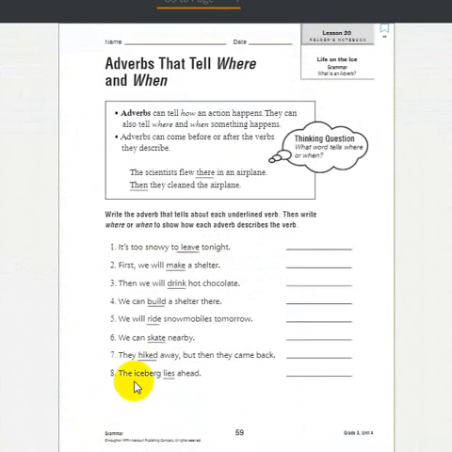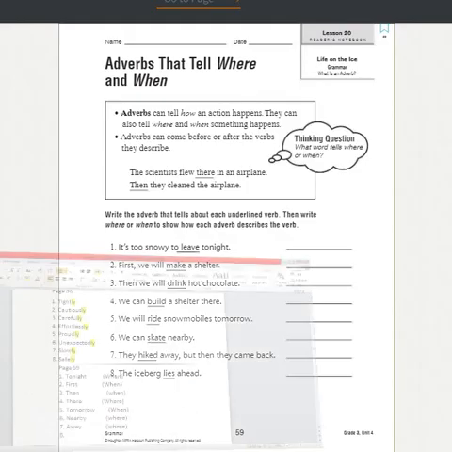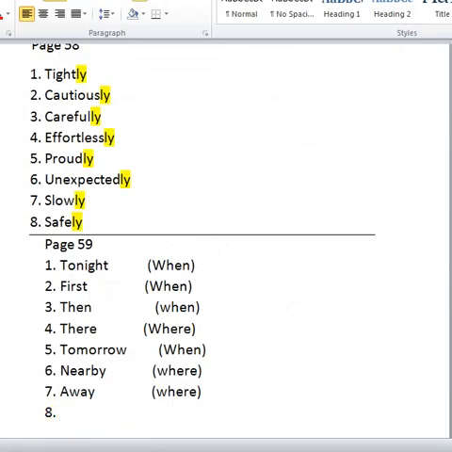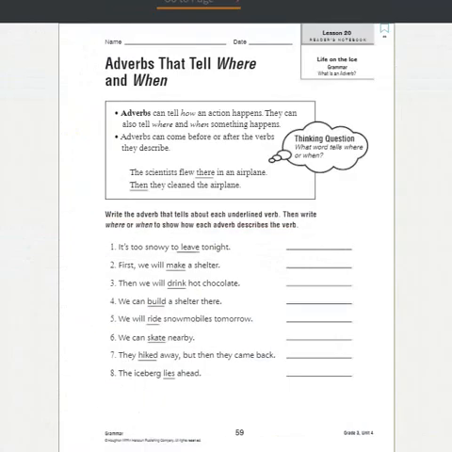The iceberg lies ahead. The verb is lies, and the adverb is ahead. Great job, yes. And does ahead tell us when or where? It tells us where. Great job. Okay, so that's page 59. Let's move on.